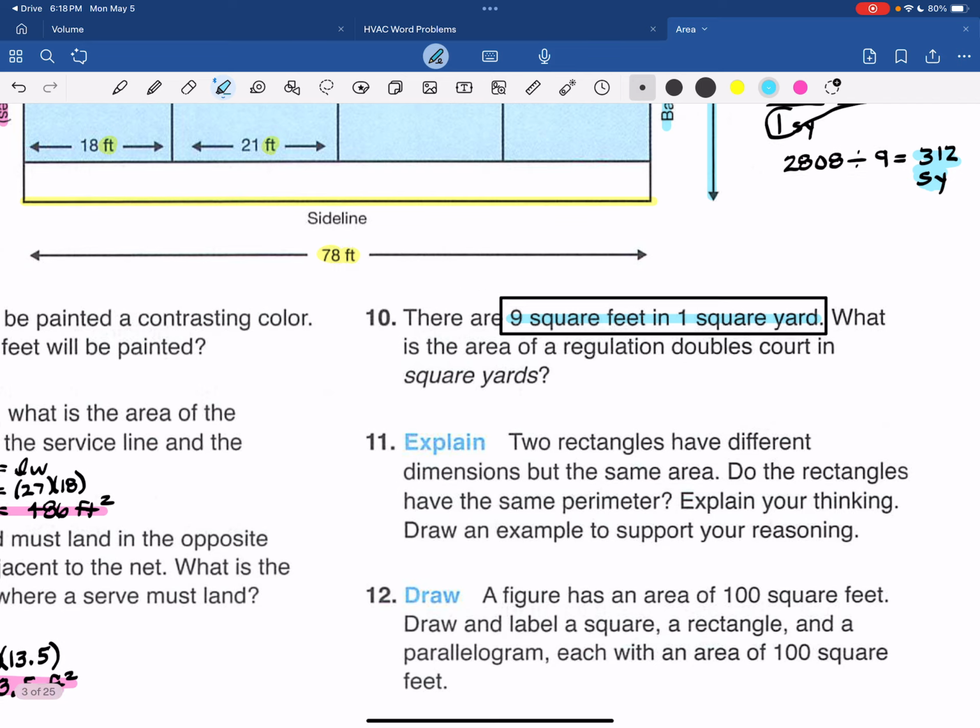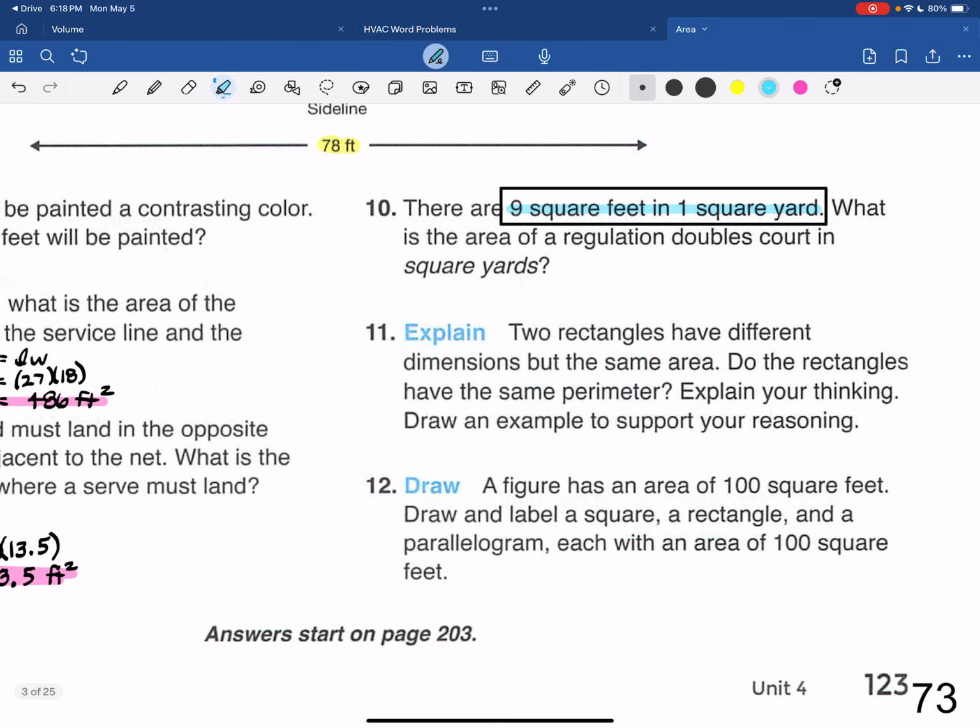Number 11. 2 rectangles have different dimensions but the same area. Do the rectangles have the same perimeter? Explain your thinking. Draw an example to support your reasoning. And the answer here is no. If the dimensions are not the same, for example, they want me to draw an example. So let's do this one.